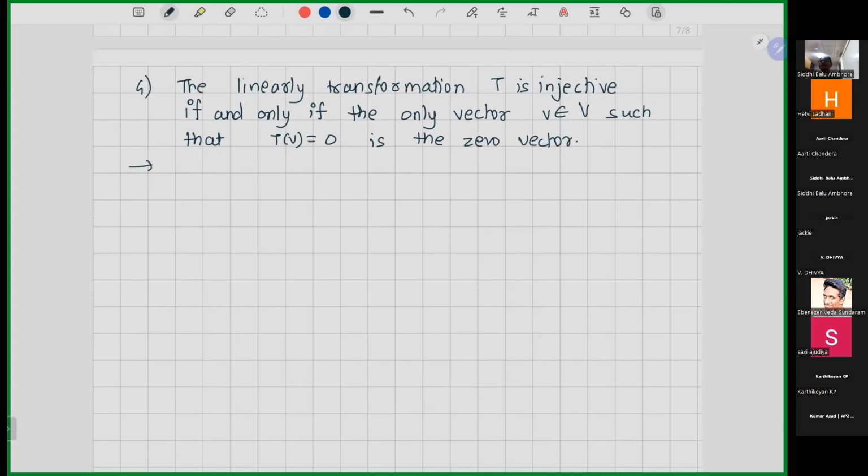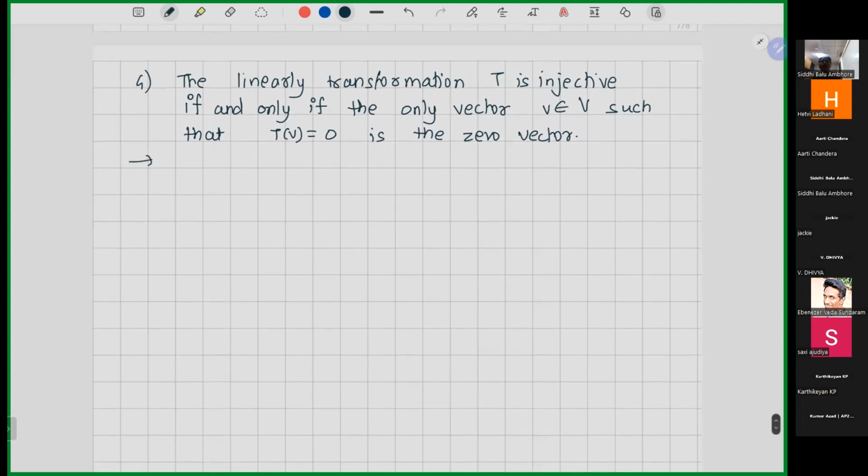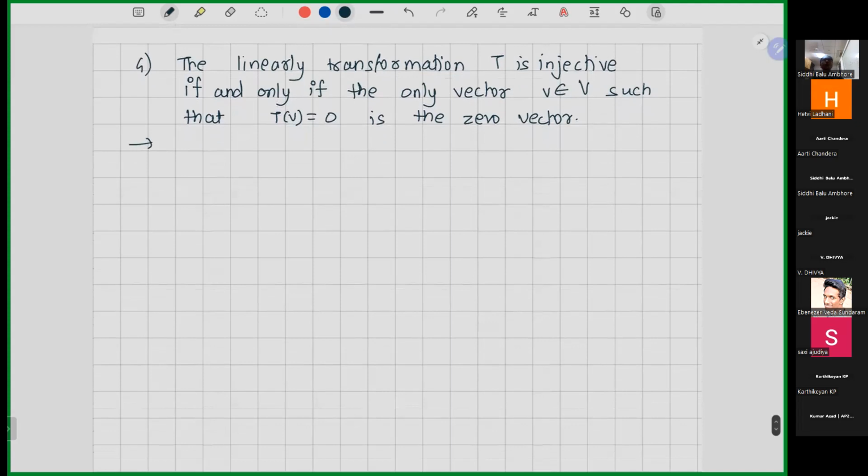Any guesses? Whether this is true? Okay, Jackie said this is true. Okay, so yes, everybody is saying, Karthikeyan, Veda, everybody is saying that this is true. So let us try to prove this. Okay, this is an if and only if statement, so we have to prove both the sides.